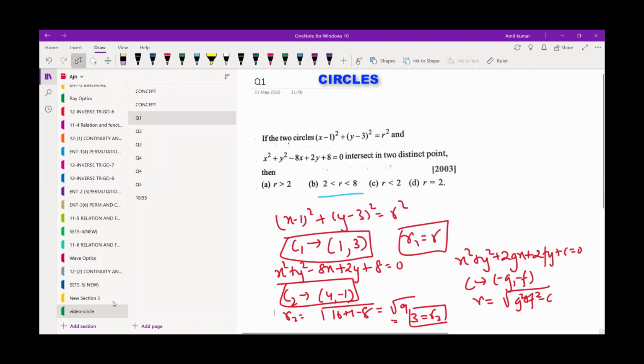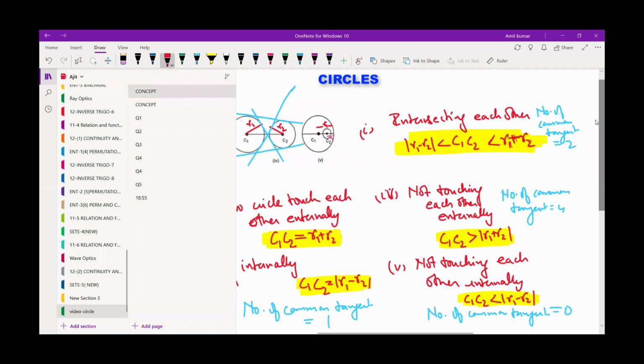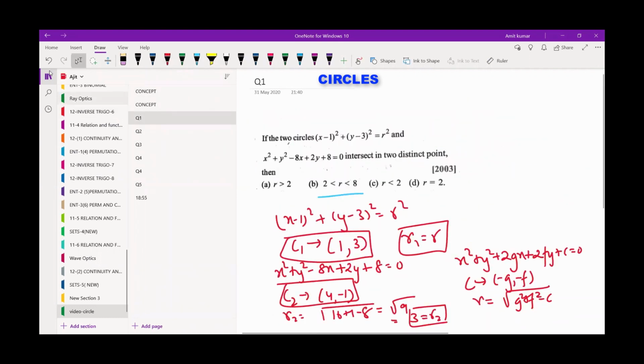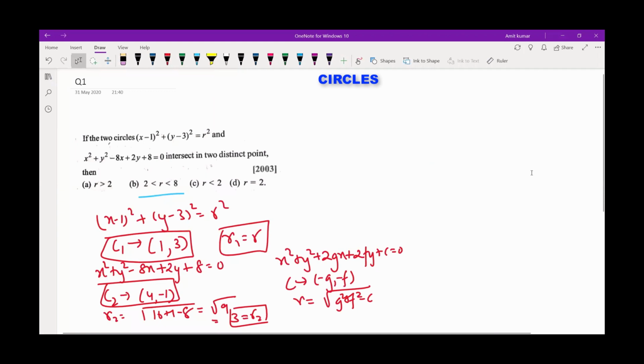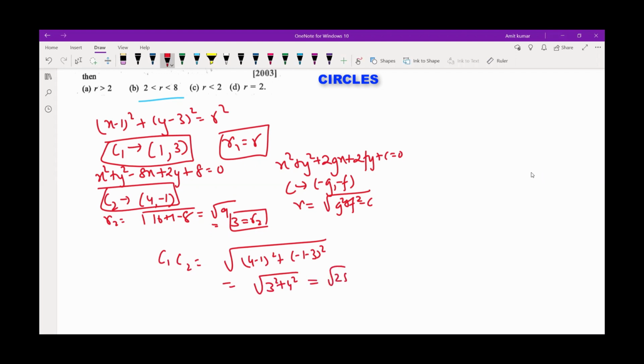If two circles intersect each other, then in that case I have to apply that C1C2 lies in between r1 minus r2 and r1 plus r2. So from here what I get: the distance between the two centers, that is C1C2. The distance formula gives root of (4 minus 1) whole square plus (minus 1 minus 3) whole square, that is 3 square plus 4 square, that is 9 plus 16, root 25, and this comes out to be 5.